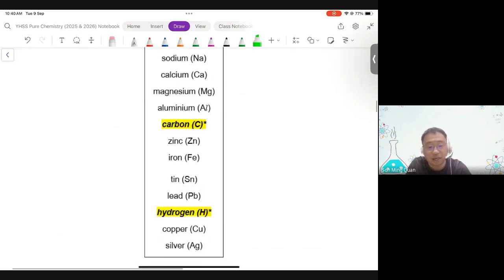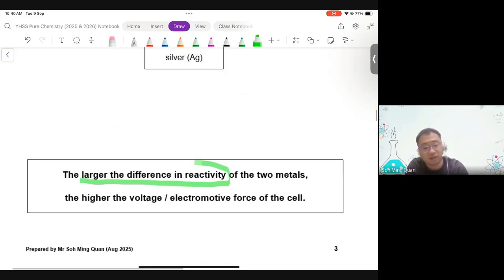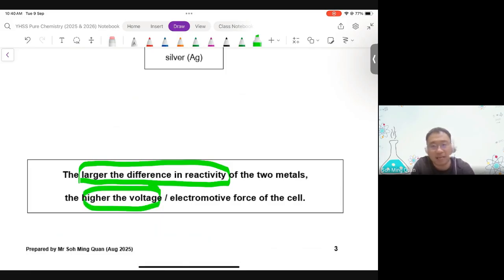The way to make an electric cell with much higher voltage is basically to have a larger difference in reactivity. I choose one super reactive, one super not reactive. One super high up, one super low down. The bigger the difference in reactivity of the two metals, the higher the voltage or the EMF of the cell.